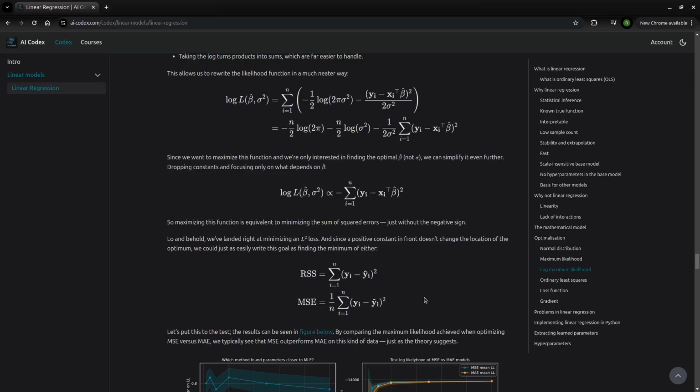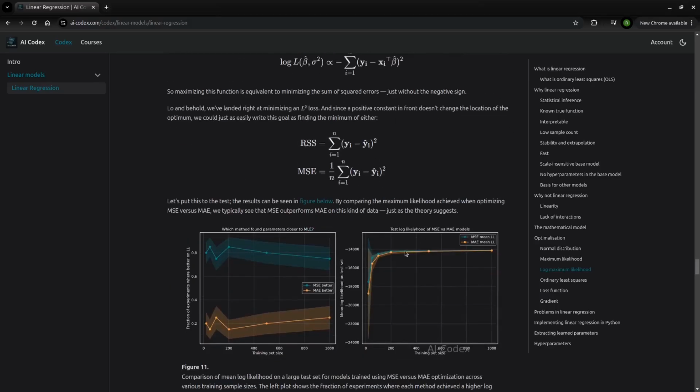Of course, this all sounds great in theory, but does this proof also hold up in experimentation? To test this, I fitted different lines in synthetic datasets, and yes, in most cases, the mean squared error has beaten the mean absolute error.